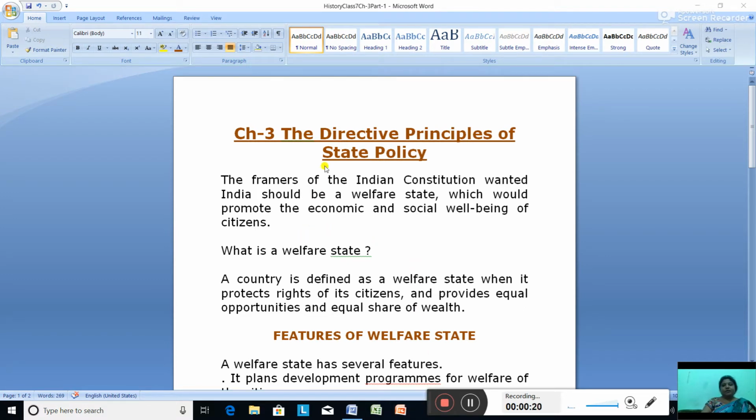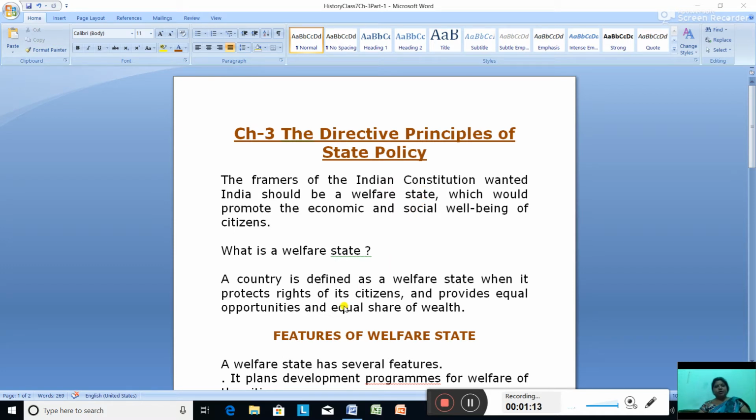Before we begin with the chapter, you have to know directive principles are directions, or guidelines, to the government to achieve a welfare state. The framers of the Indian Constitution wanted India to be a welfare state. Why is this directive principle added to our constitution? Because they wanted India to be a welfare state which would promote the economic and social well-being of the citizens.